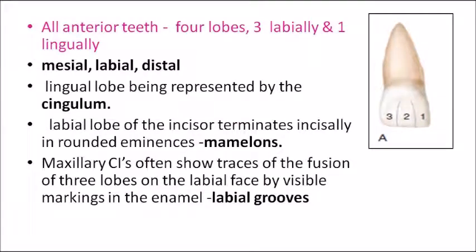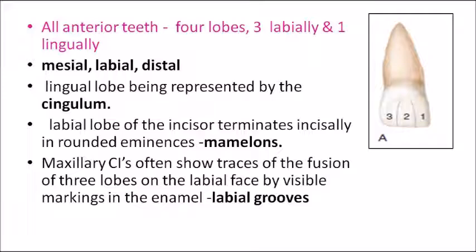So all the anterior teeth will have 4 lobes, that is 3 labially and 1 lingually. The labial ones are known as mesial, labial and distal. It's shown in the picture which is marked as 1, 2 and 3, mesial, labial and distal. The lingual lobe is represented by your cingulum, which is seen in the permanent dentition.